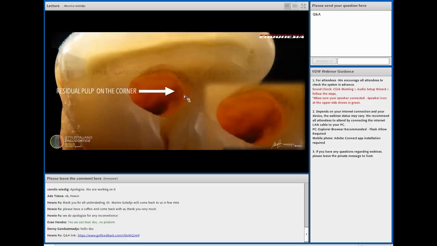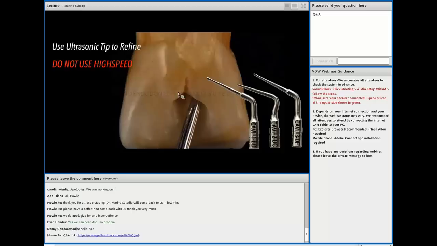But make sure you check if there is any overhanging that maybe can trap some residual pulp at the corner. You can use your endo explorer to check if there is any pulp. As you can see, there is some pulp tissue over there, and it will definitely endanger our restoration protocol because it might not have a good fit, and it might create leakage in the future.